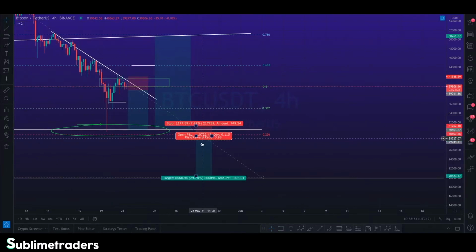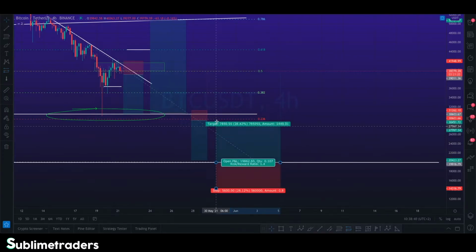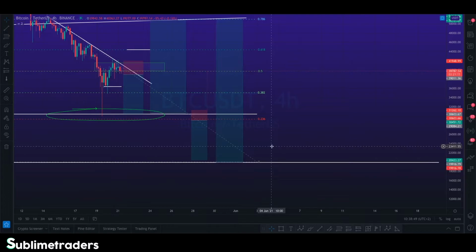Okay, so another short, and then of course, as I said yesterday also, here is the biggest entry you can get on Bitcoin, on other coins. This is extremely important.